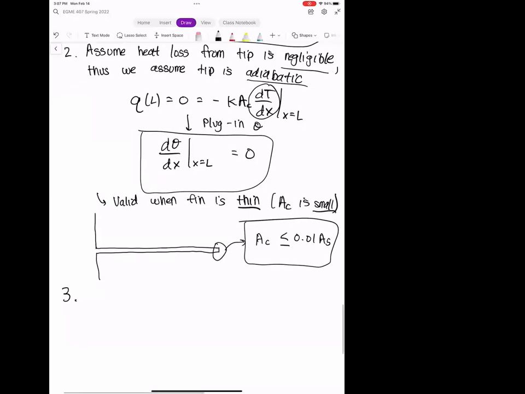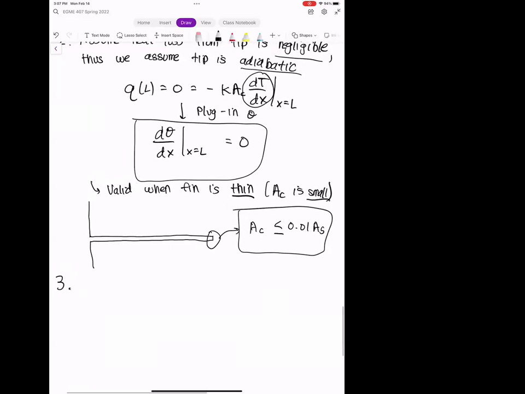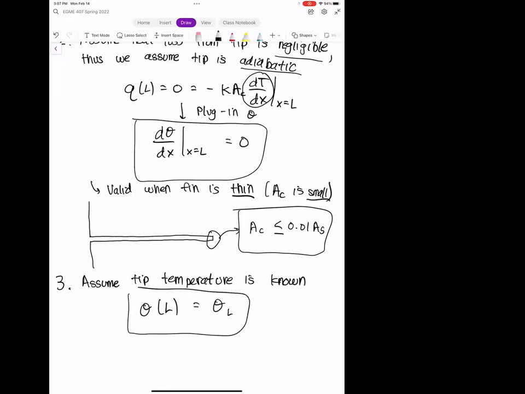All right, so that's number 2. Number 3 is we're going to make an assumption that we know the temperature at the end of the fin. In other words, we have theta of L is equal to theta L.